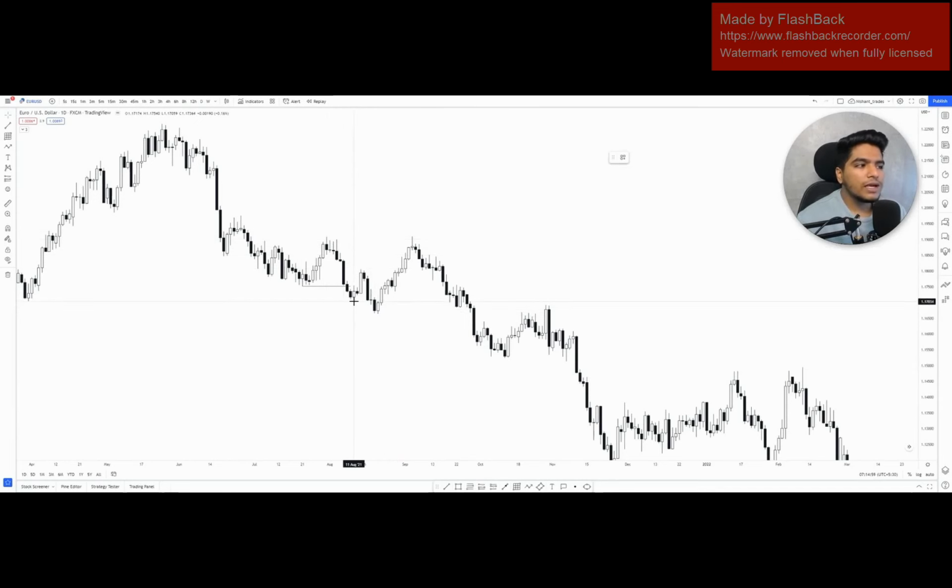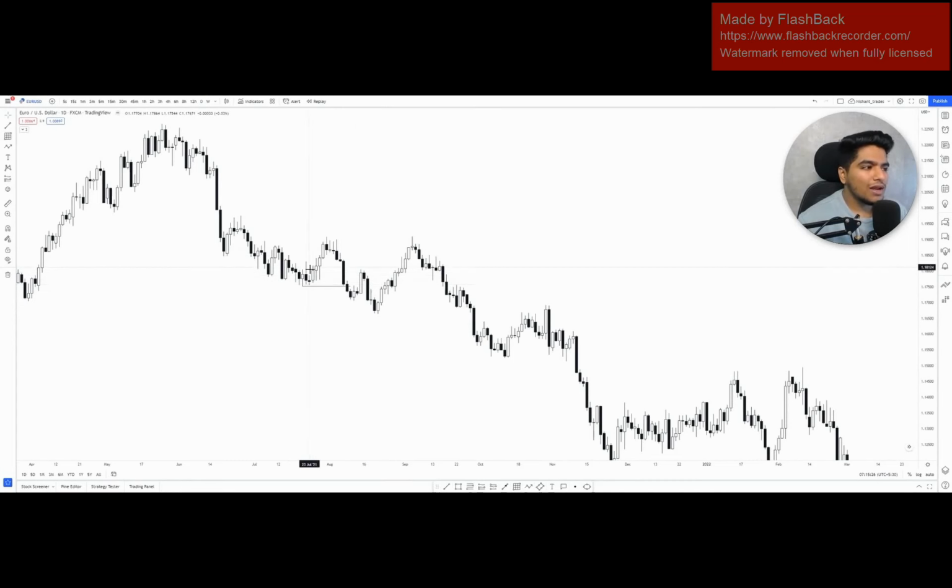Even though we get a considerable point pullback, it has retraced till your 50%, I believe. But because of the way it has formed, it has not happened over a period of time. It has not happened gradually. It is just aggressive, one candle in and another candle out. So that's the reason we are not calling this a valid pullback.